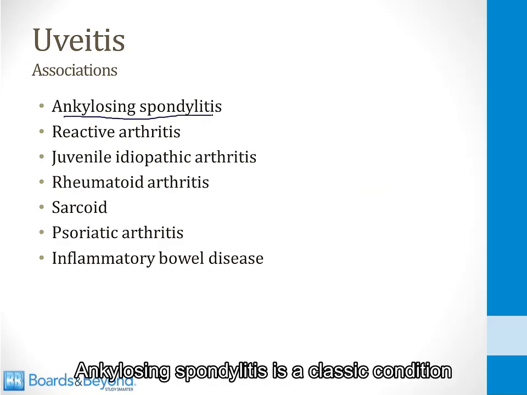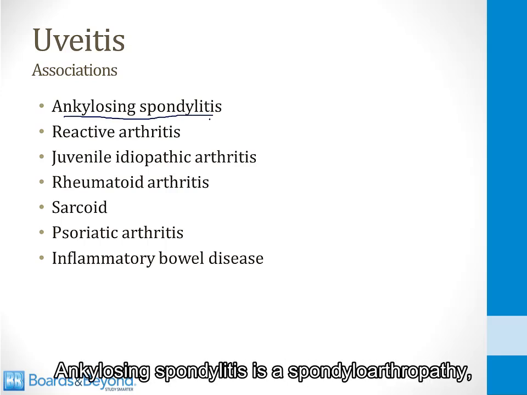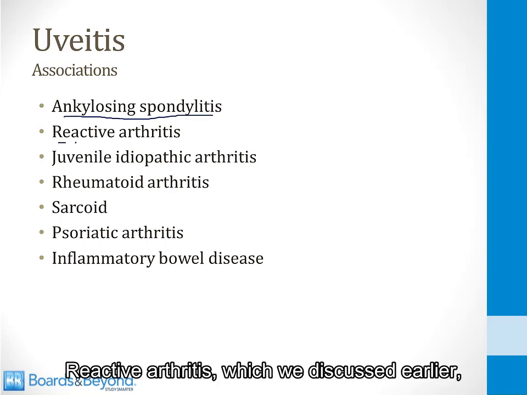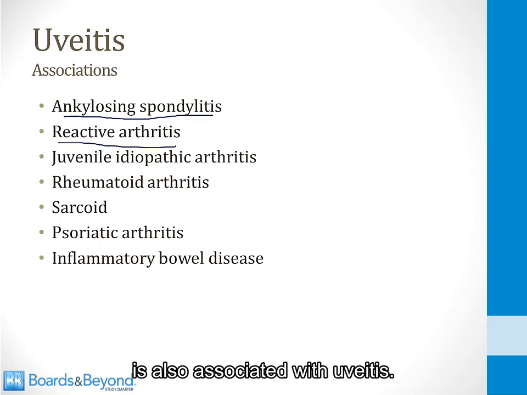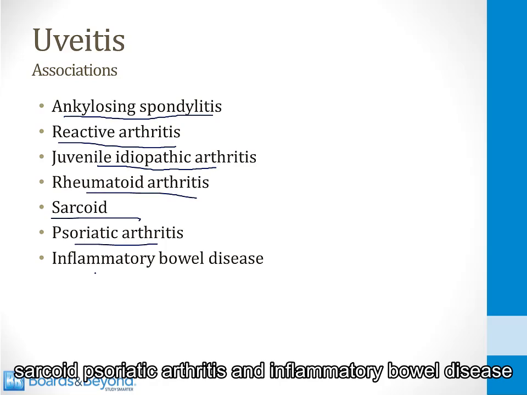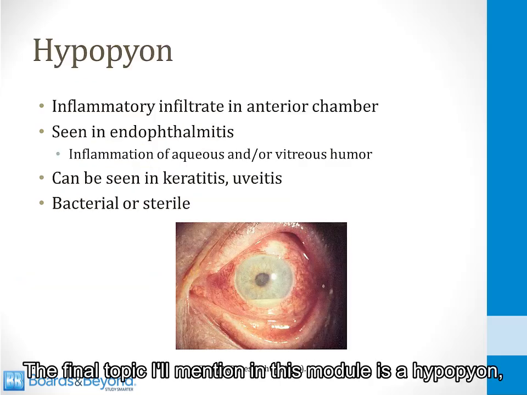Ankylosing spondylitis is a classic condition that is associated with uveitis. Ankylosing spondylitis is a spondyloarthropathy. It involves inflammation of the spine, and it's associated with uveitis. Reactive arthritis, which we discussed earlier, is also associated with uveitis. Juvenile idiopathic arthritis is another uncommon condition. It's associated with uveitis. And then also rheumatoid arthritis, sarcoid, psoriatic arthritis, and inflammatory bowel disease all are associated with uveitis.